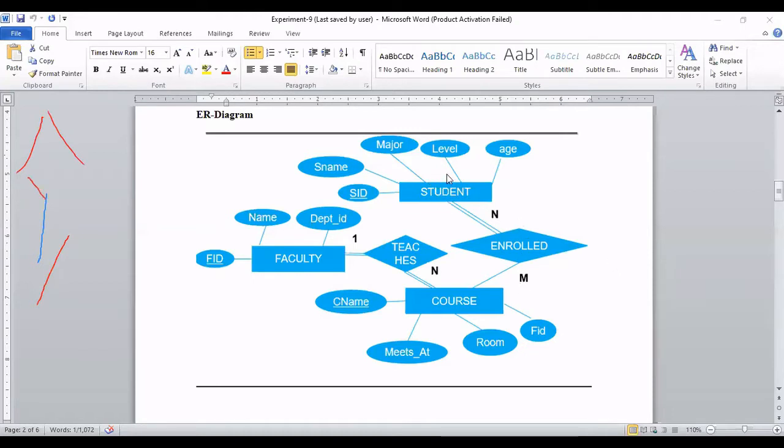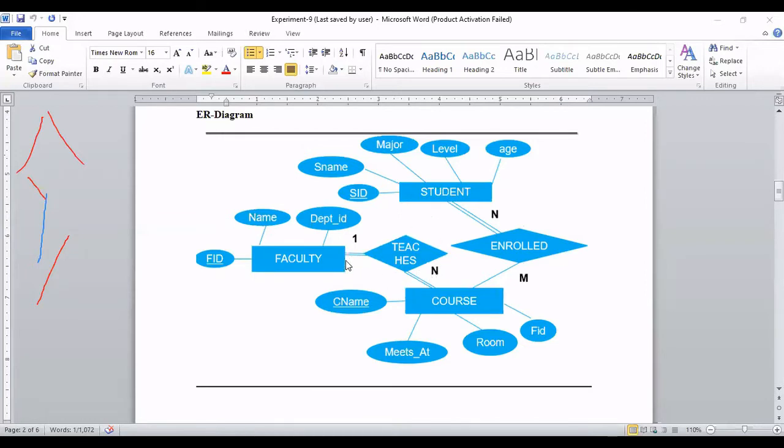Now how many tables have you created for this part? Student, enrolled, and course. Then coming to the teaches part, the faculty table is created. This is not a many to many relationship. If it is not many to many, then we check what the participation kind is. The participation is total on both sides, so we don't need the teaches table. If the participation is partial on any side, then we need a separate table.